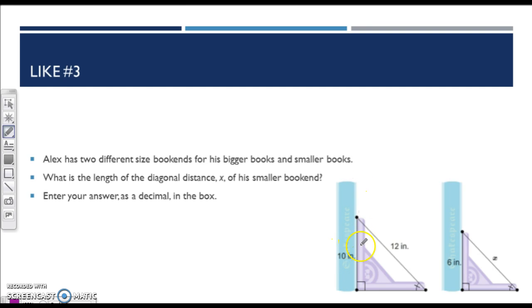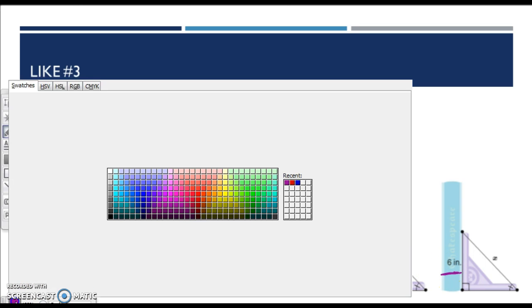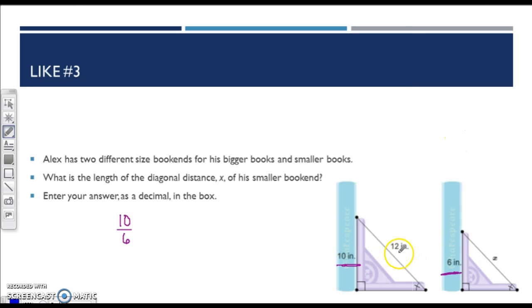So I'm going to do the blue side where the books are, and I'm going to do the left one over the right. So I'm going to say 10 over 6. So I grab this 10 and this 6. Now I'm going to change colors here. And how about some blue? All right, the hypotenuse on this one is 12, and on this one it's x. That's the distance we're looking for. So I'm setting up my proportion by making two ratios.